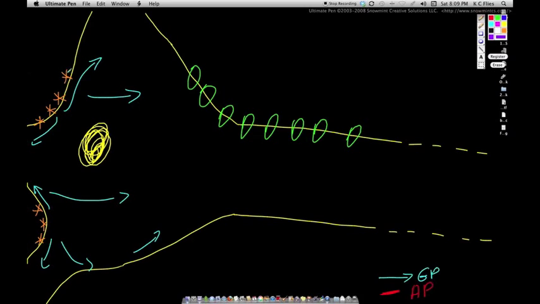at the postsynaptic membrane where neurotransmitters bind to their chemically gated channels. The blue arrows indicate the migration of the graded potentials. And let's assume that our graded potentials are primarily depolarizing graded potentials. In real life, they're going to be a mixture of depolarizing graded potentials as well as hyperpolarizing potentials.